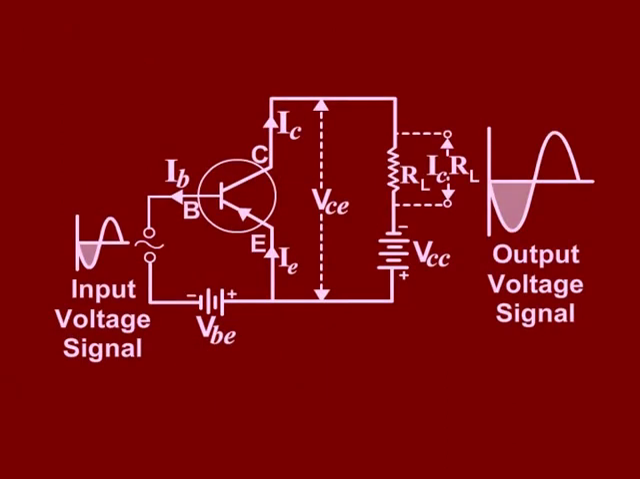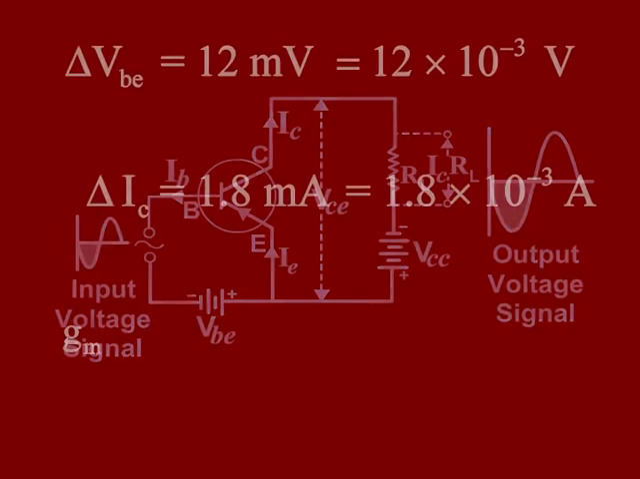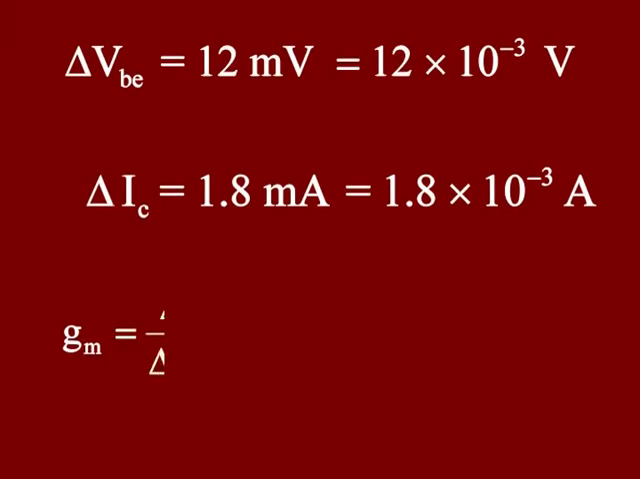Let us now get on to calculate the transconductance of the given transistor. The formula to be used is GM equal to delta IC upon delta VBE.